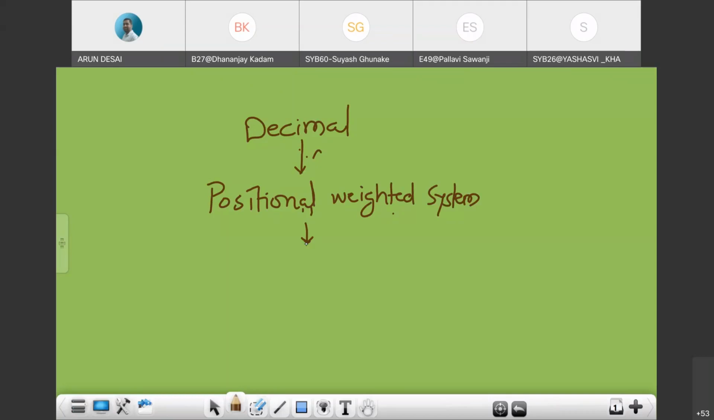See, decimal has a total of 10 symbols, which start from 0 and end at 9, right? So the base of the decimal number system is 10. Why is it called a positional weighted system?